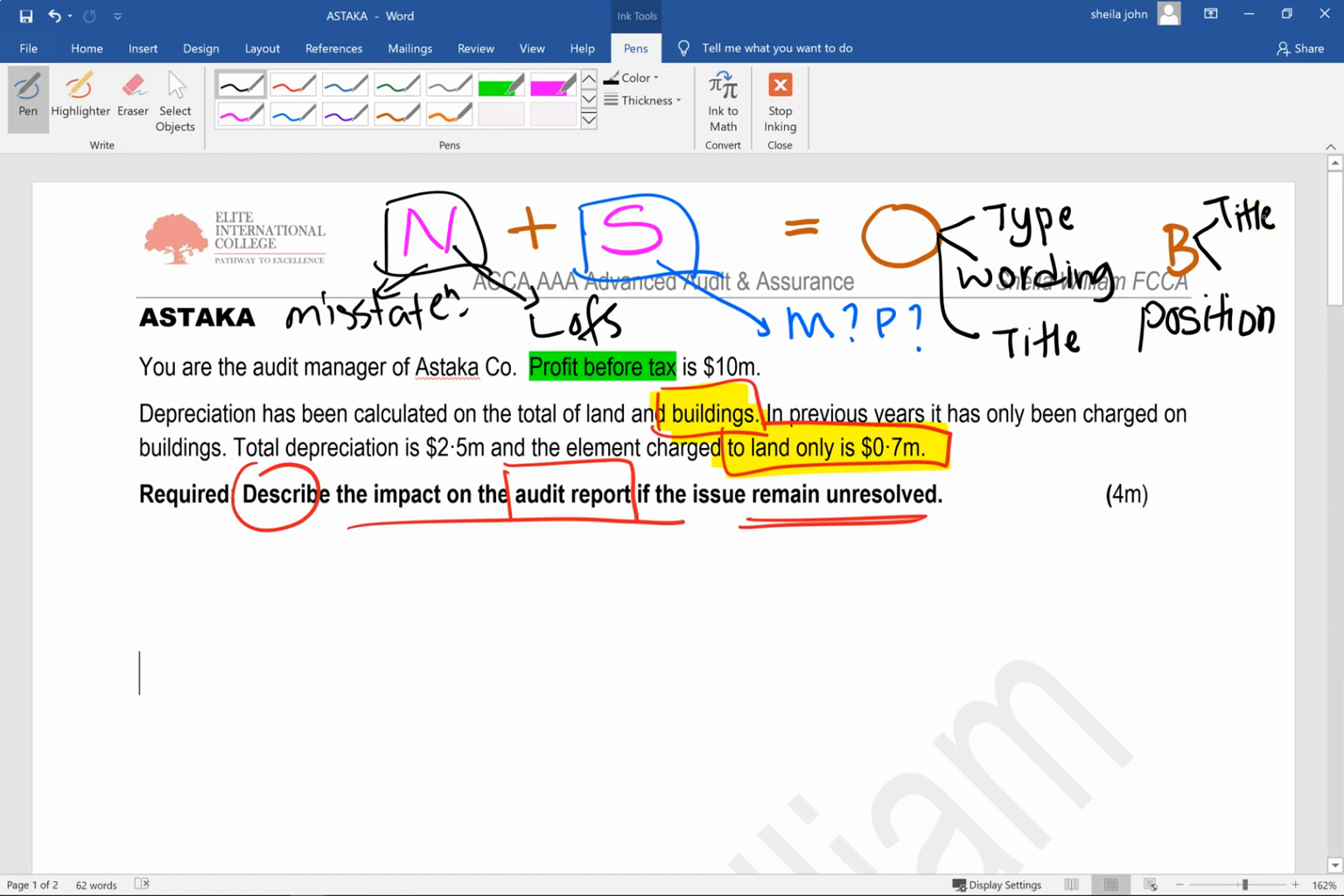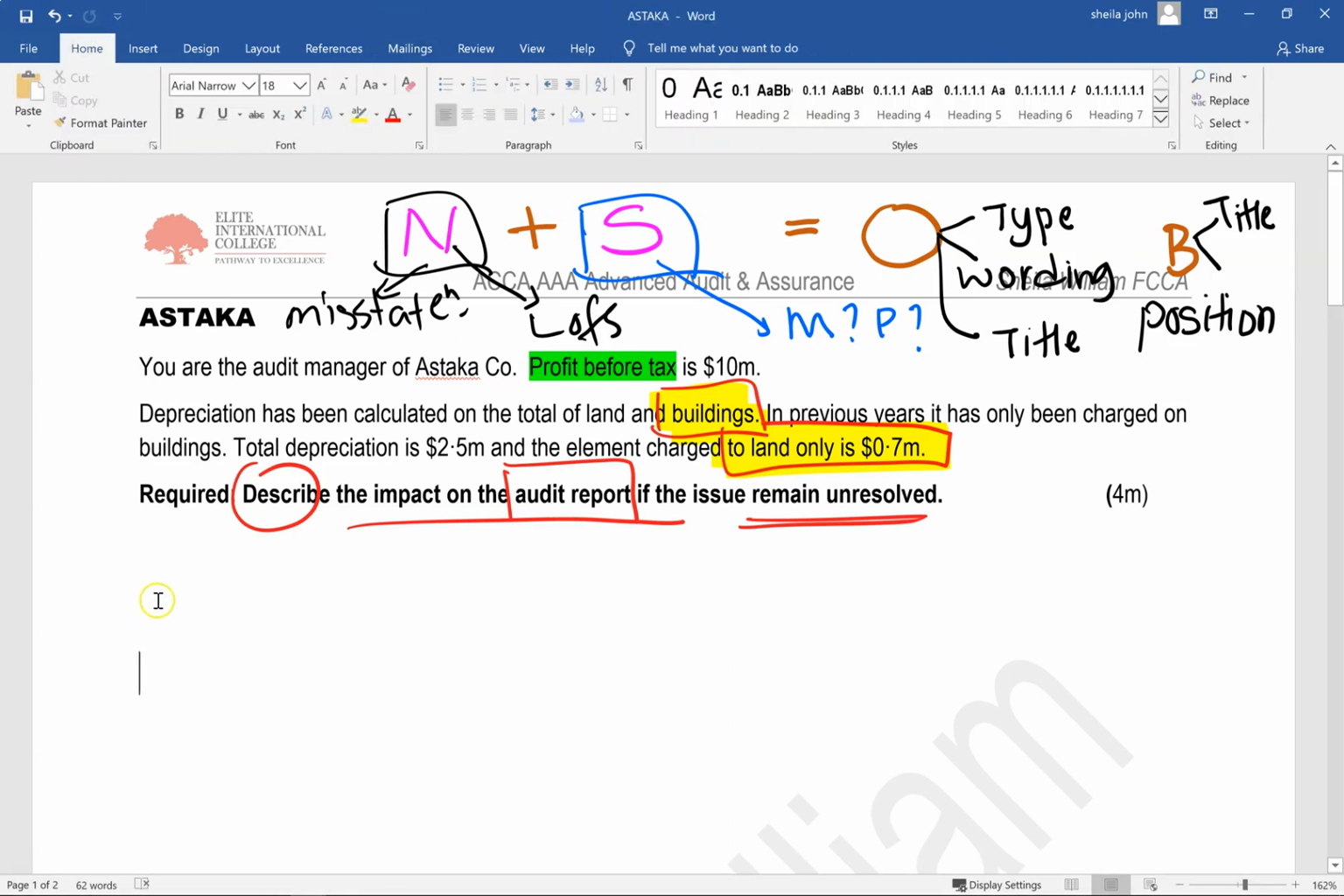So let's apply it here. On the nature, do you think this is a misstatement or a limitation of scope? It's a misstatement. Why? It's a violation of IAS 16. Good. Now let's calculate materiality. Is it material? You're going to calculate materiality for the 0.7 million and divide it by the 10 million. So that will give you 7%. Is 7% of PBT material? Yes. So once we've done the nature and the severity, we can very easily go on to the opinion and the basis paragraph, and we're going to write out the answer here.